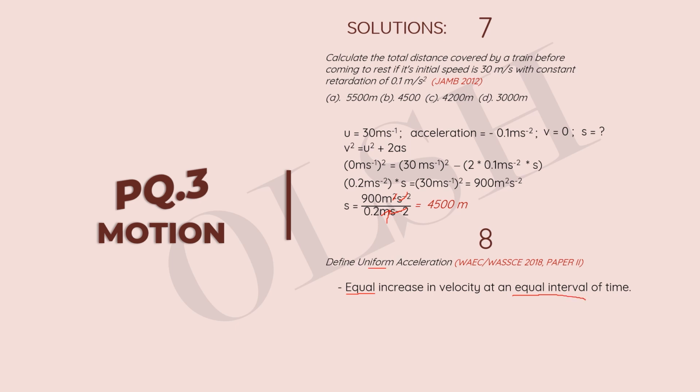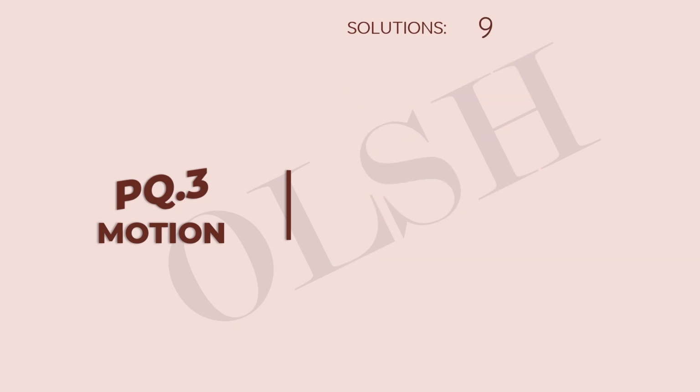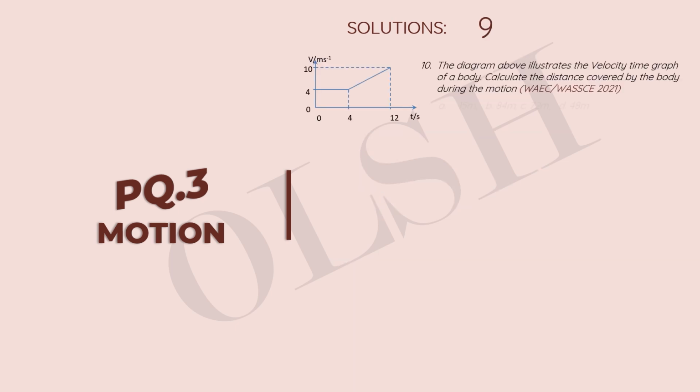The next one I would also give is increase in velocity by equal amounts in equal intervals of time. So you can still see that this equal has to be for both quantities. It has to be an equal change for both quantities for it to be uniform. Okay, so let's move on. Number 9. The diagram above illustrates the velocity time graph of a body.